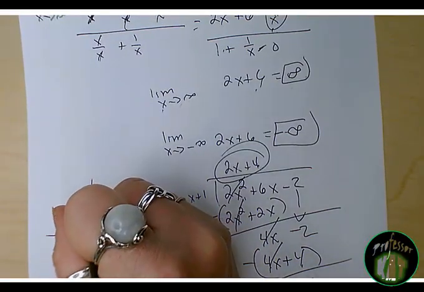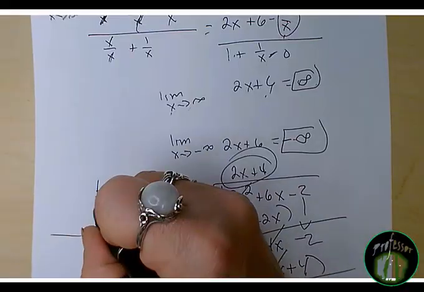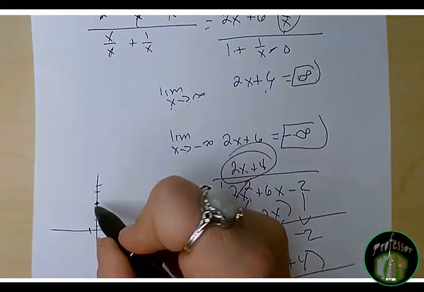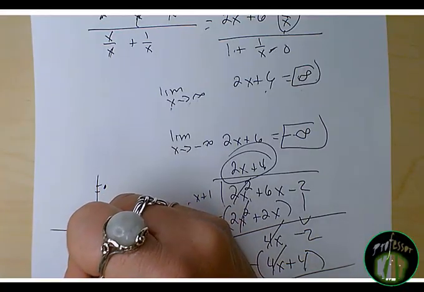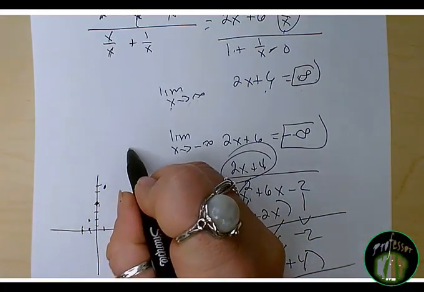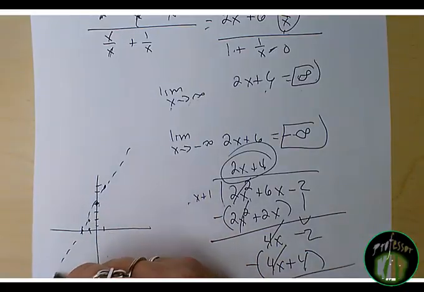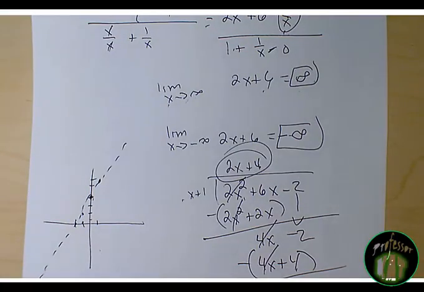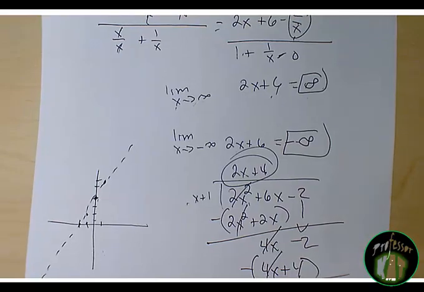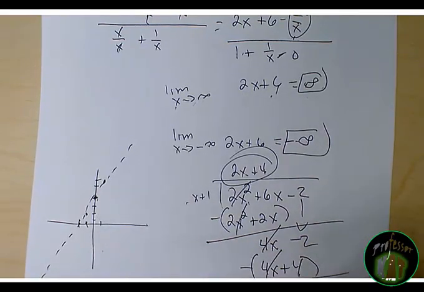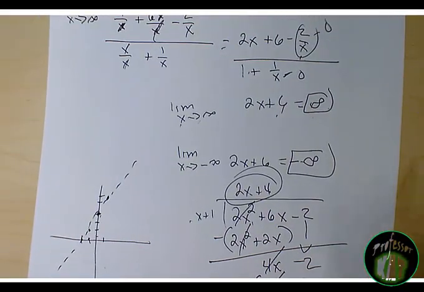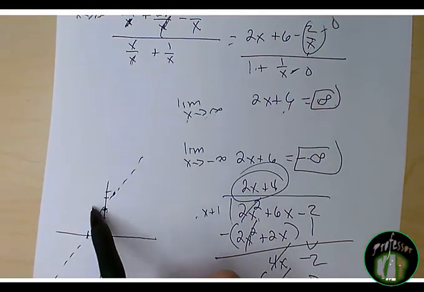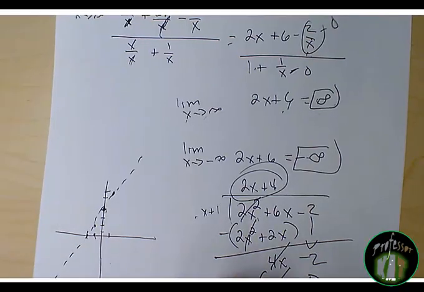So that means if we go up 4 and then do a slope of 2, up 2 over 1 or down 2 over 1, we are going to have a slant asymptote that looks something like this. Now, based off of our limits, to the right-hand side it does say that it's going to shoot off up to infinity. On the left side, it's going to shoot down towards negative infinity.